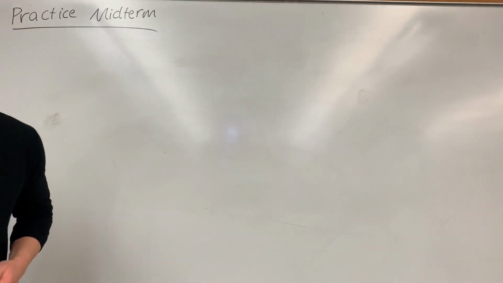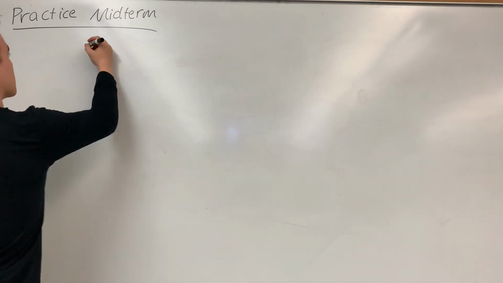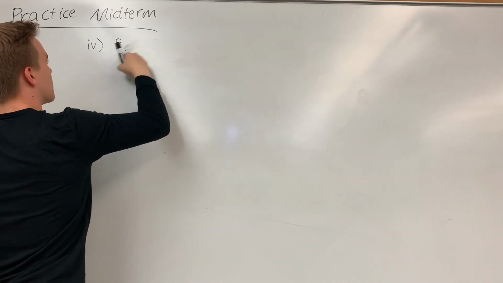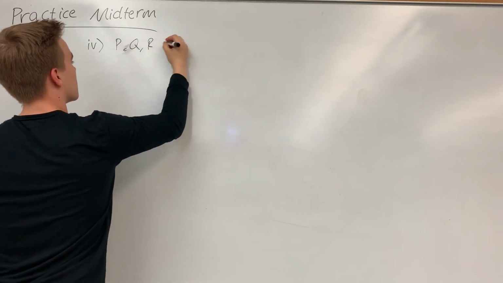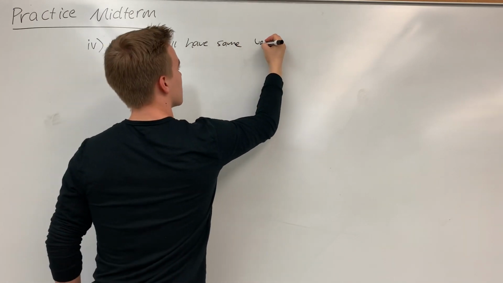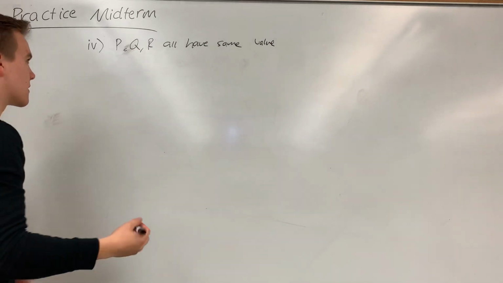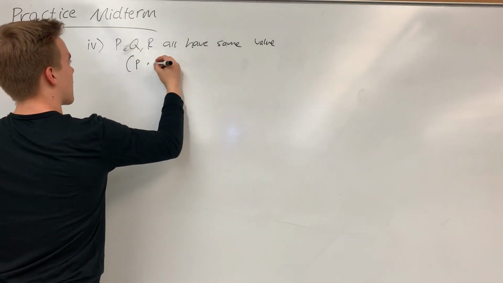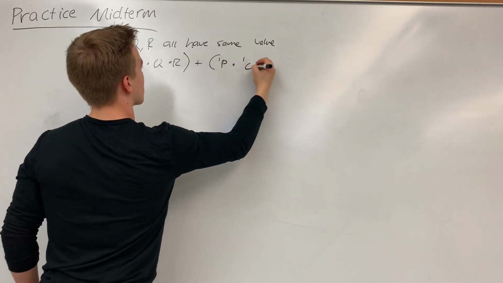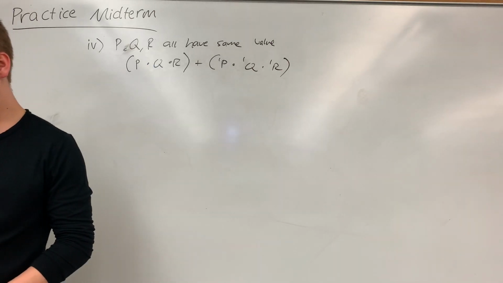Okay, so 4 says P, Q, and R all have the same value. Oh, handwriting is degrading by the minute. Okay, so this is true when they're all 1 or all 0. Those are the only possible cases, so I'll just say P and Q and R, or not P and not Q and not R. And that seems pretty simple.